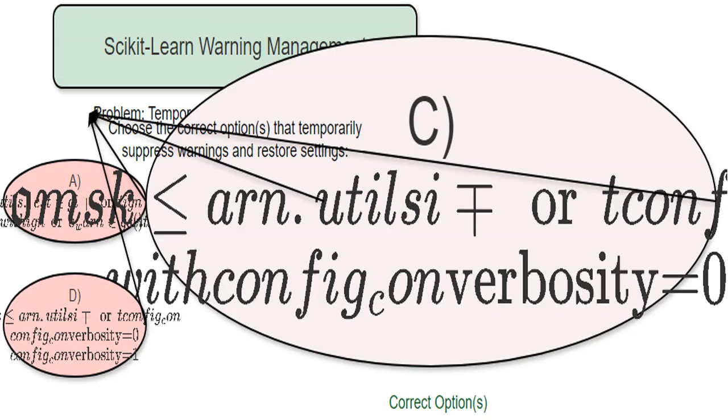This one uses config_context with verbosity equals 0. This is the perfect solution. It silences most warnings and, importantly, I'm using it within a block, so it reverts automatically when the block ends. Just like muting a section of the movie and automatically unmuting it afterward.